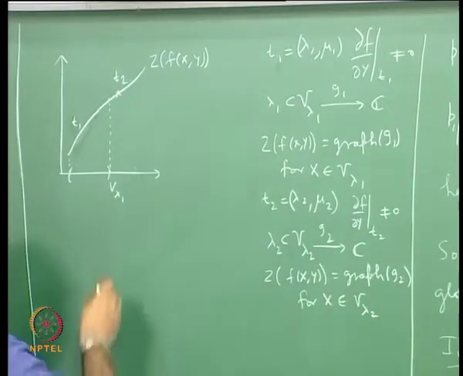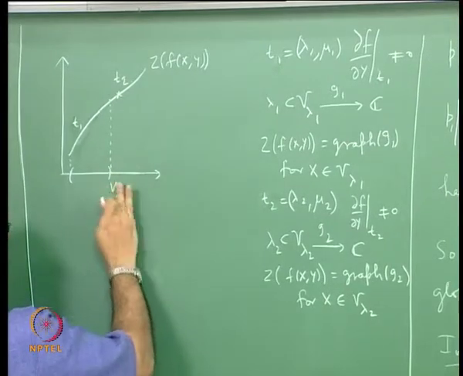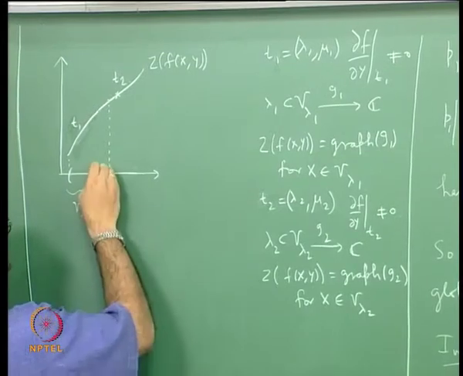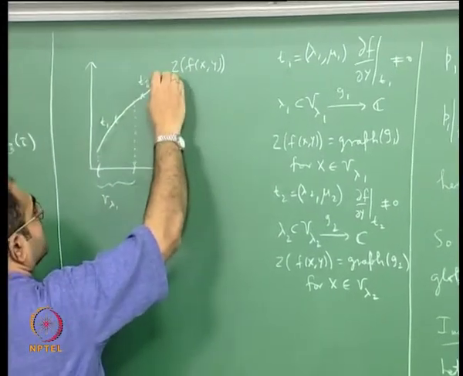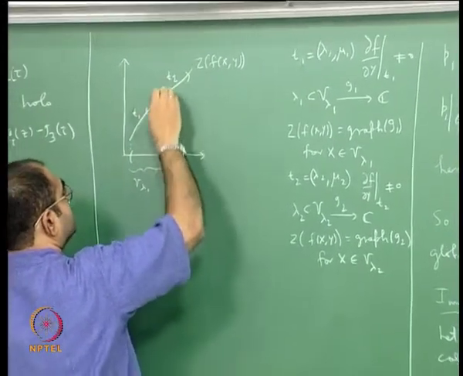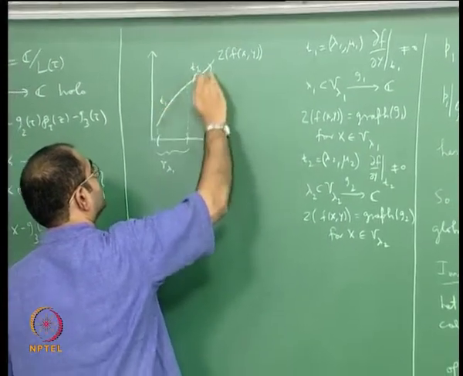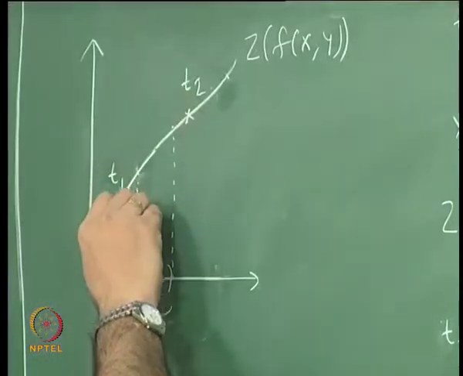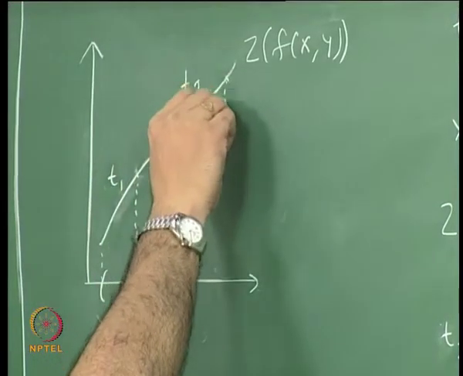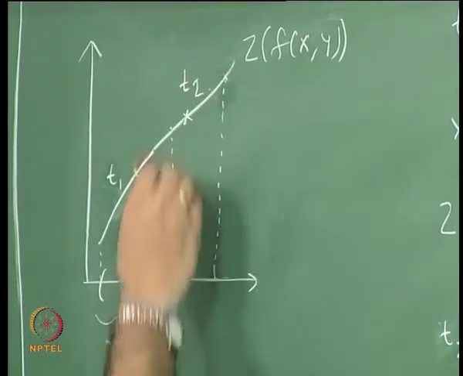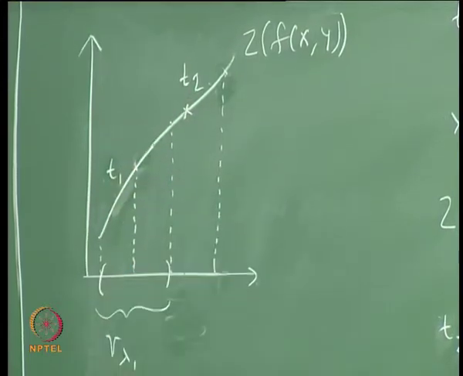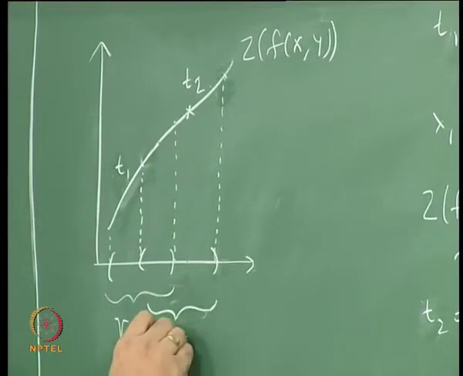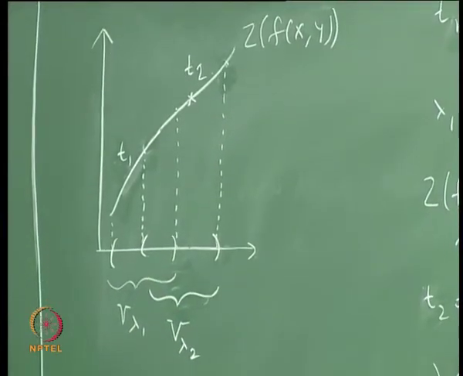So what happens is that this is v lambda 1, and v lambda 2 could be something like this. So let me not draw it here. So here is v lambda 2. This is lambda 2. So this projection is lambda 2. So from here to here, this is v sub lambda 2.